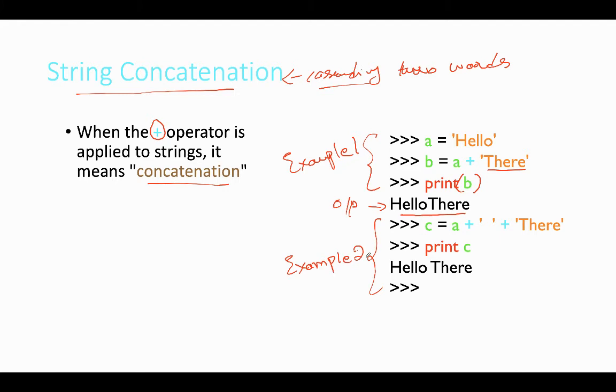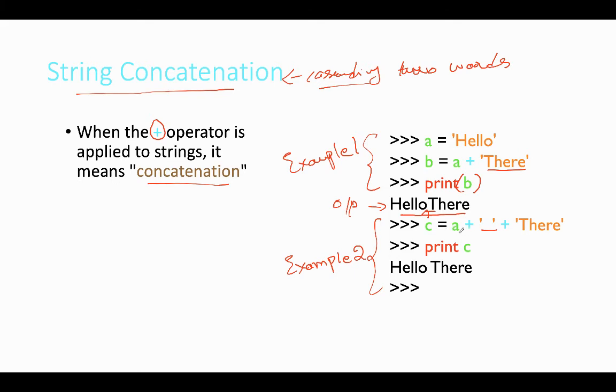Example 2. C equals A plus, with the quotes, space, plus there. So what happens here? In between the two words, I'm supposed to give a space, because in the previous example there is no space, nothing. You have just added the two words, hello and there. It is going to be printed in a continuous form, but I want to give a space in between these two. So how to do that?